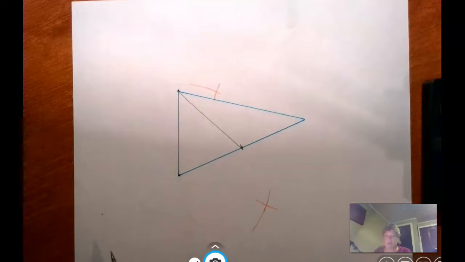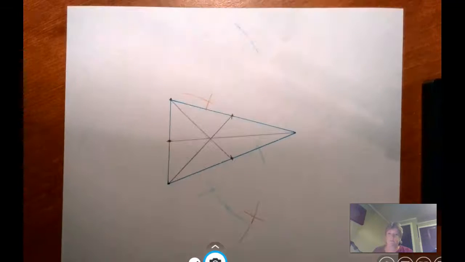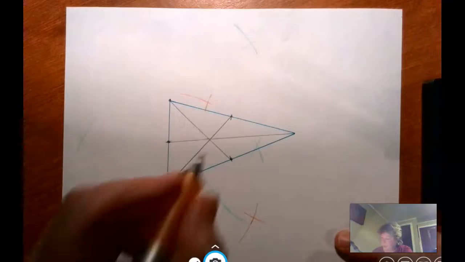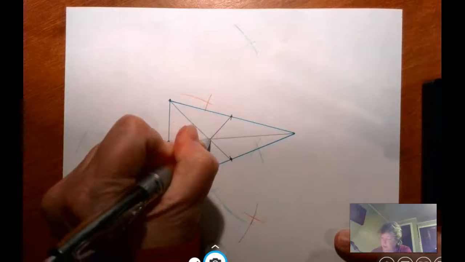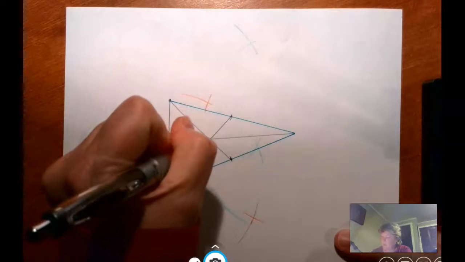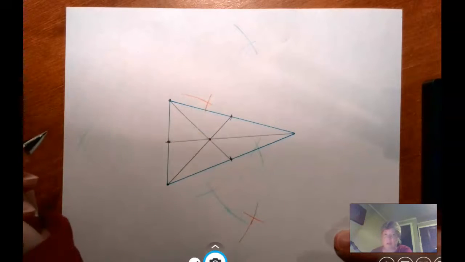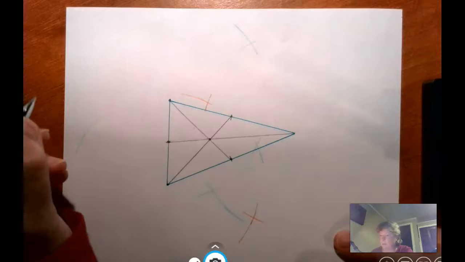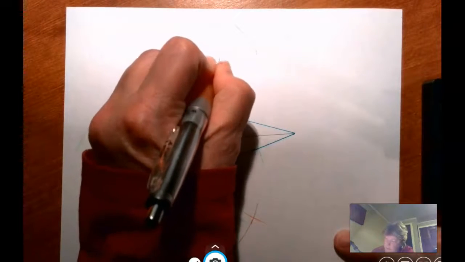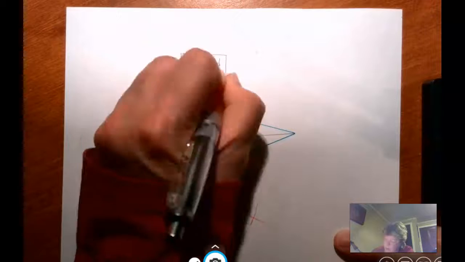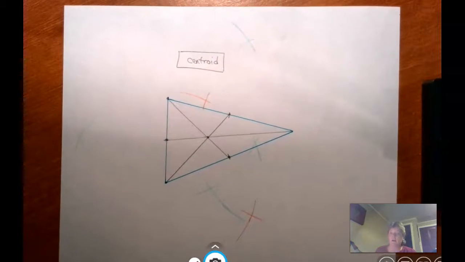I'm going to go ahead and construct the other two medians, and then we'll come back and see what happens. All right, so there are all of my medians drawn in. And again, if you did it carefully enough, you'll see that they all intersect here in the same place. So this point right here is known as the centroid. That point of concurrency happens when you draw in all the medians.